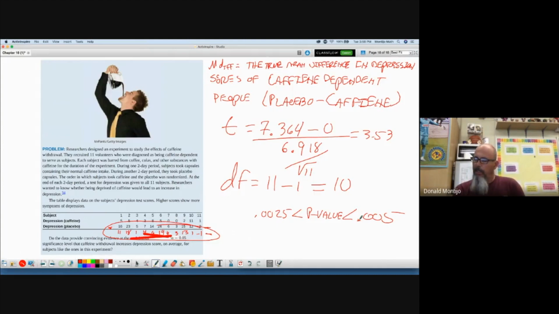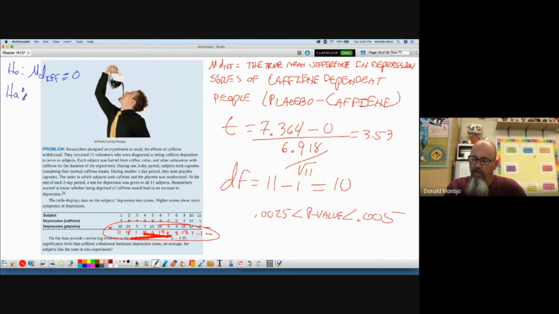and conclude that there is a difference in depression amongst those who were given caffeine and not. So remember that the null is that the mean difference equals 0. Let me put that on the other side. Get a new color too. So remember, the null is that this mean difference is 0. There is no difference. It doesn't matter. You will not be more depressed if you're off caffeine or if you're on caffeine.